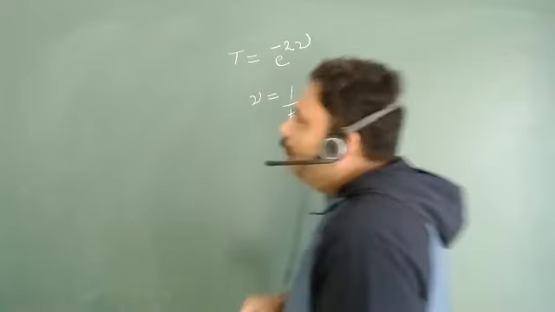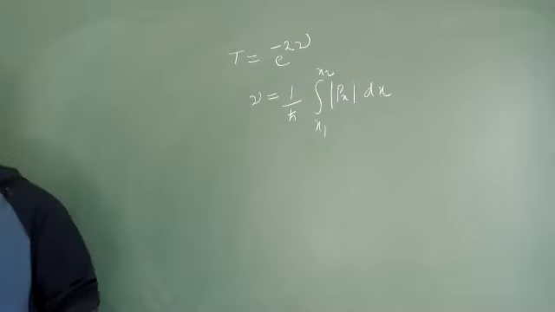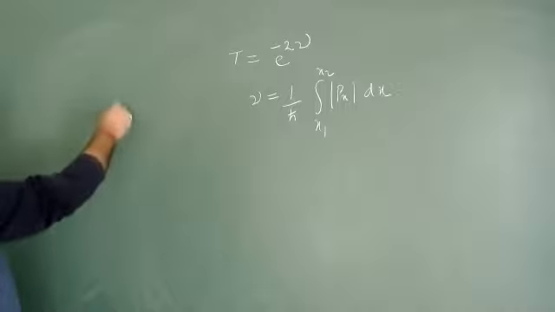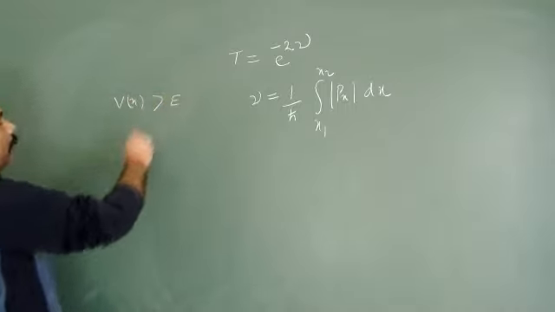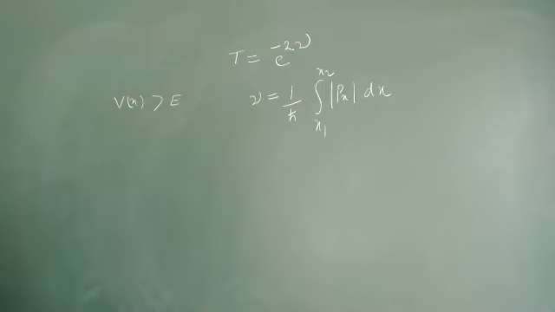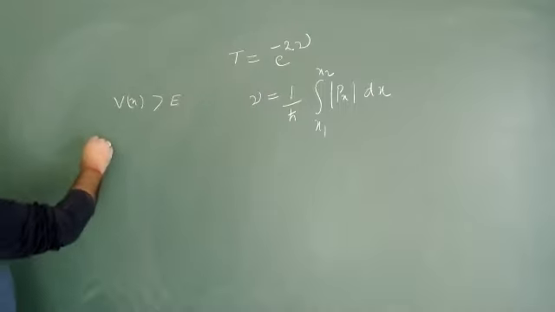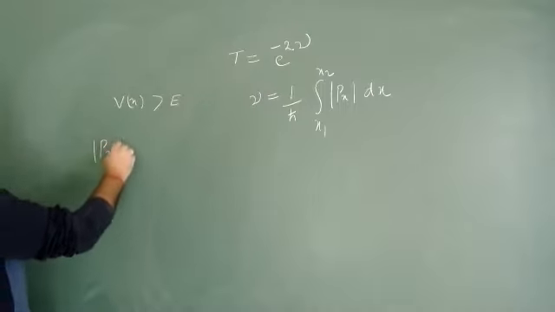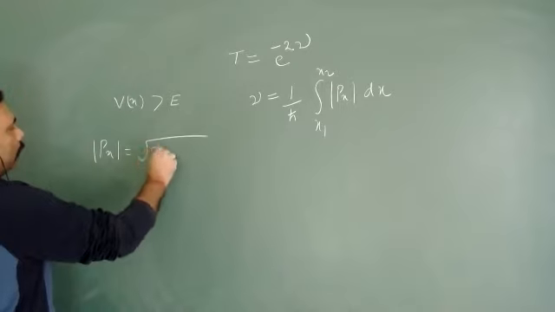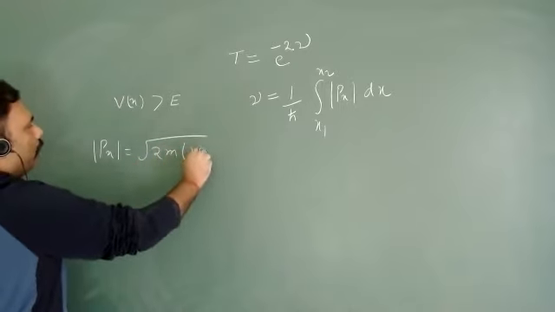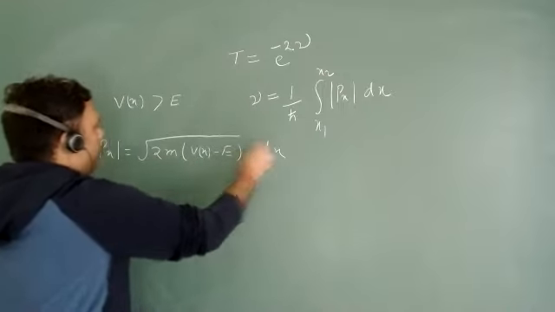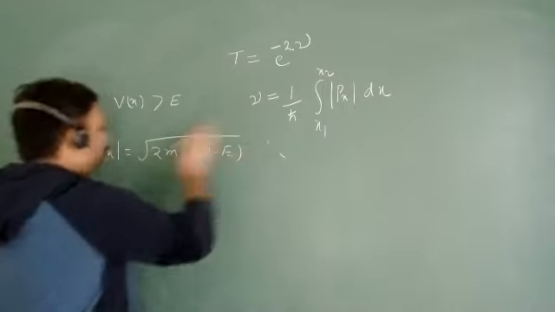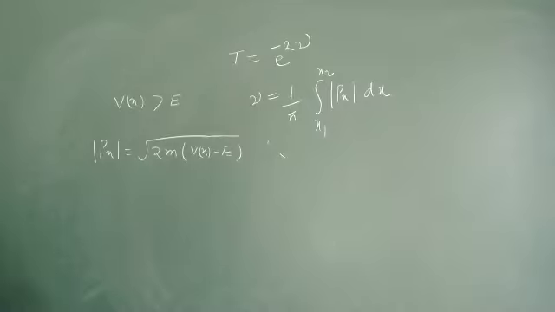And what is the condition for the classical forbidden region? The condition for the classical forbidden region is that Vx is always greater than E, isn't it? Yes, sir. So what is this mod px? Mod px is equal to root under 2m (Vx minus E). Okay, so this is your mod px. Are you getting my point?